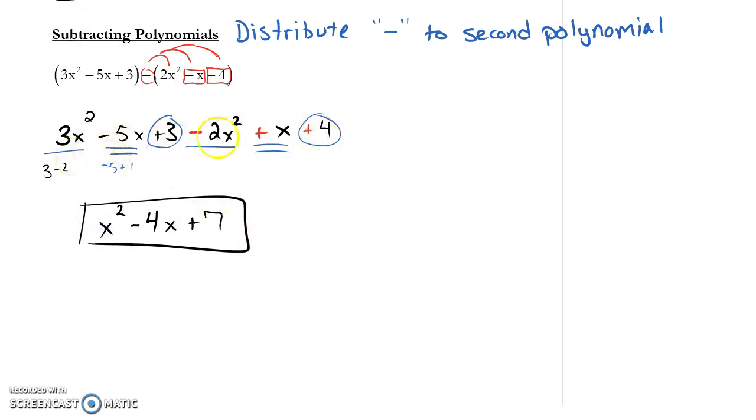Notice how I've been marking my text. Sometimes I'm just showing as many different ways as I can. 3x squared minus 2x squared, I have one line under them because they're like terms. 2 lines under my x terms because those are like terms. Circled my constant terms. I highly recommend you mark your text in some way in your notes.